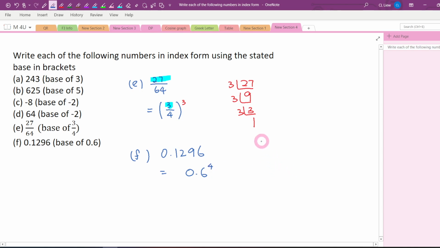Now, I can still check it this way. Since this is a decimal, right? You don't have to write this because it's quite confusing if you do it this way. So just take 1296 divided by 6. Okay, 4 times, right? But here you cannot write 6 because the base is 0.6.